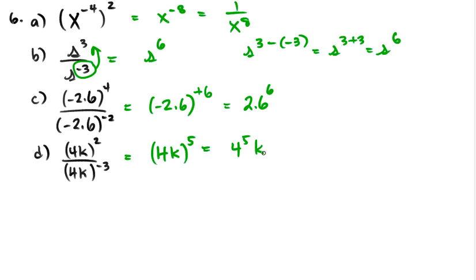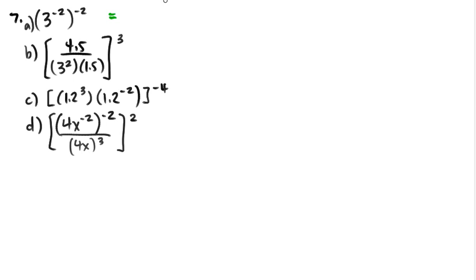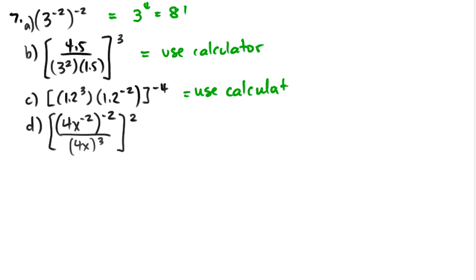So calculating this out, I get 1024k to the 5. Use a calculator for that part. Easily without a calculator, 3 to the -2 to the -2, multiply the -2 and -2, get 3 to the 4. 3 times 3 is 9, times 3 times 3 of another 9 gives you 81. For B and C, use a calculator. If you have a problem calculating those, then come see me or ask a friend.